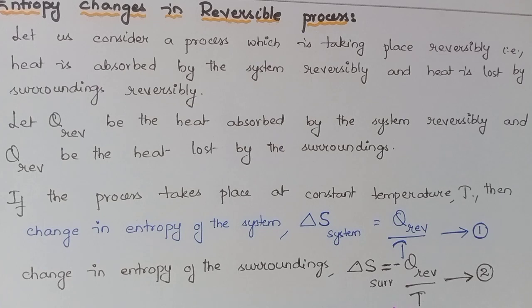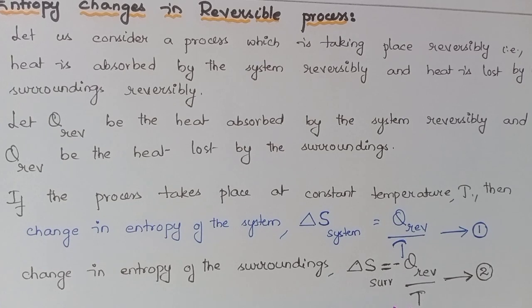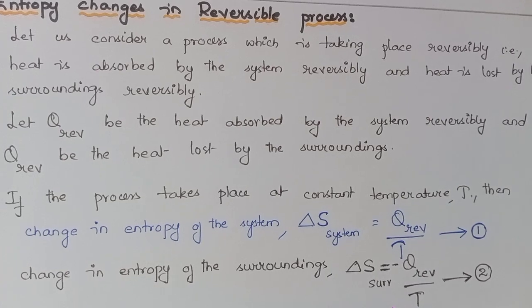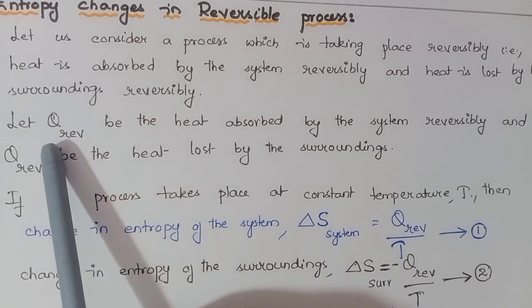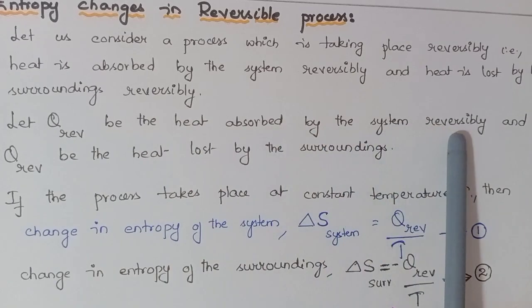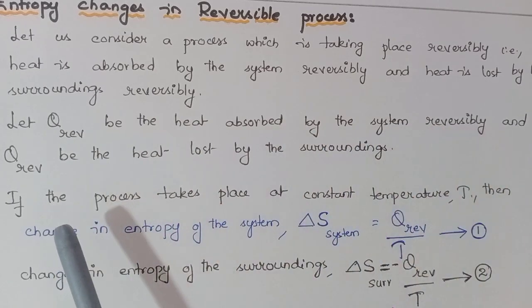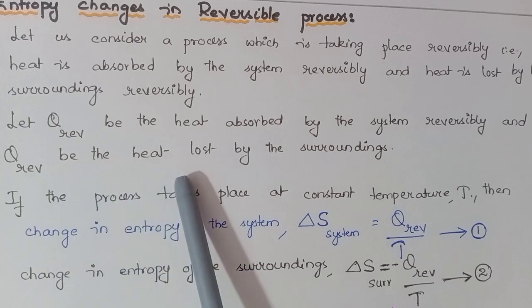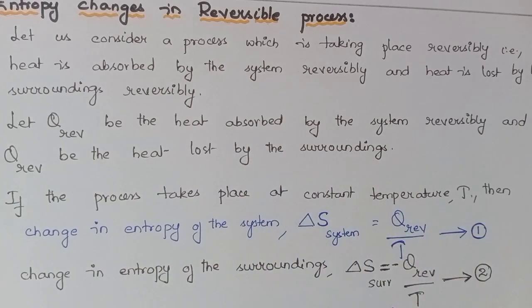Next point, write down. Let us suppose the heat absorbed by the system reversibly is Q reversible. Write down, students, capital Q. See, I have written here. Let Q reversible be the heat absorbed by the system reversibly and Q reversible be the heat lost by the surroundings reversibly. Written?